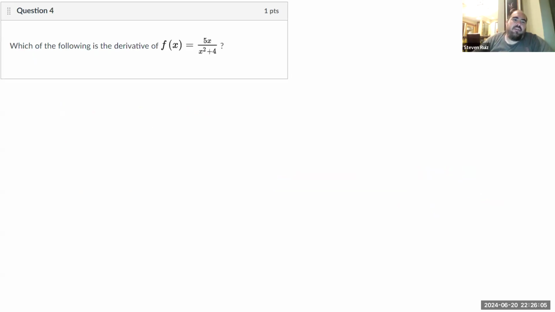Moving on to number 4. So which of the following is the derivative of this function? Now I have something a little different. Now I have a function which is defined as a function divided by another, so we're going to use the quotient rule here.